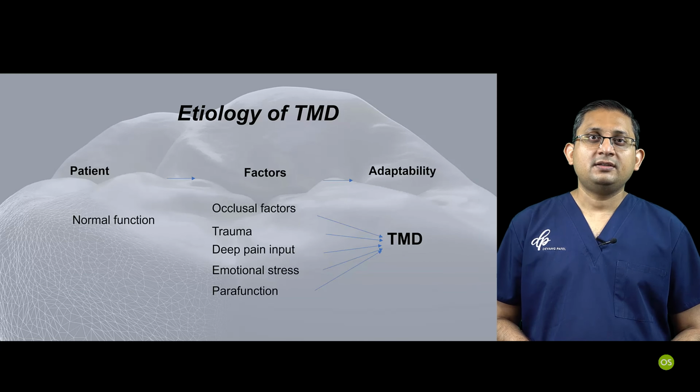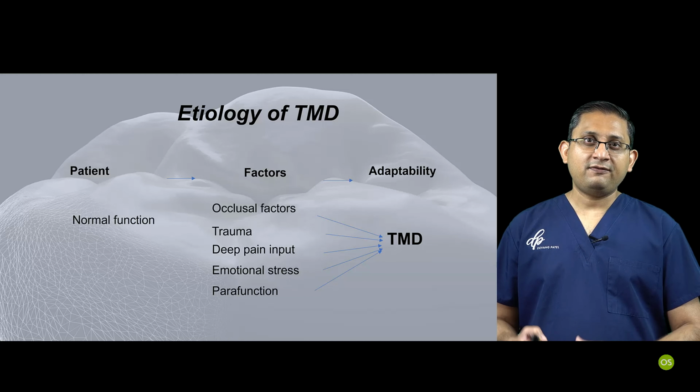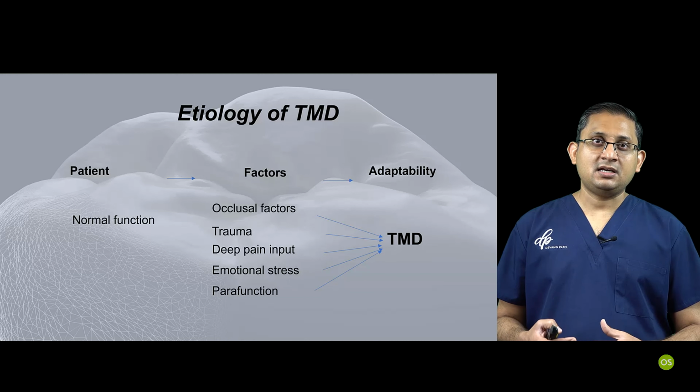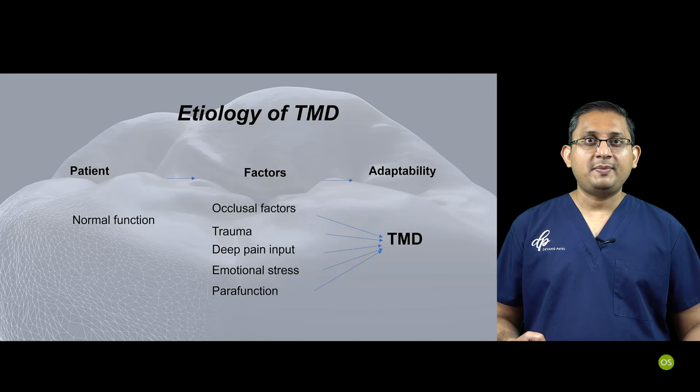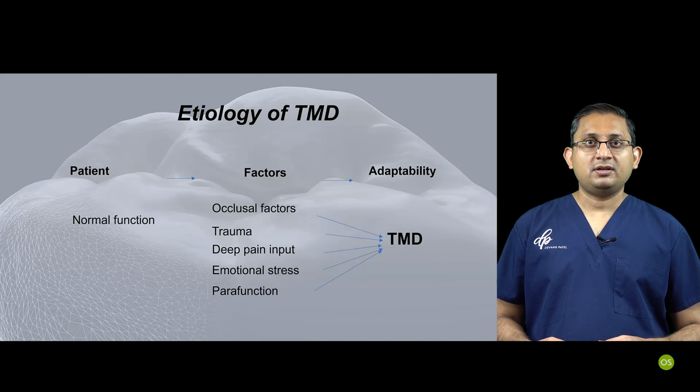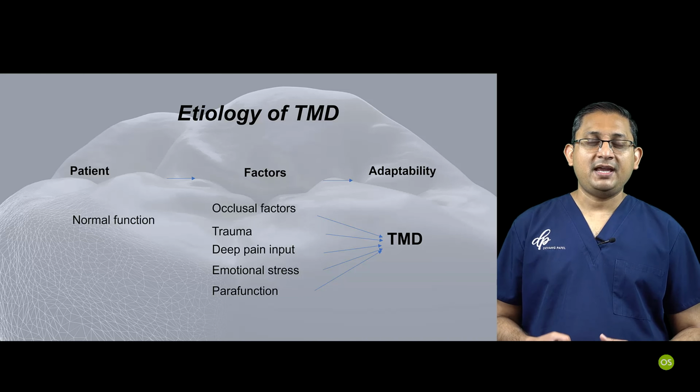So let's look at the etiology of TMD. The patient usually presents with a normal function, and then these are the 5 areas which can disturb the function: it could be occlusal reasons, it could be trauma, it could be deep pain input, it could be emotional stress, or it could be parafunction. However, one crucial part which decides whether the patient is going to have temporomandibular disorder or not is the patient's adaptability.